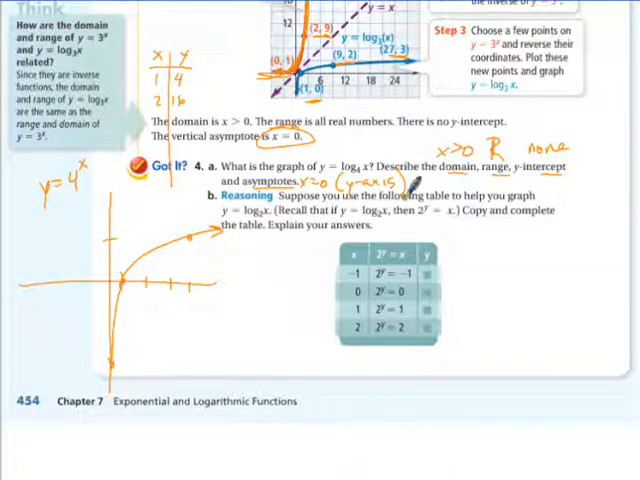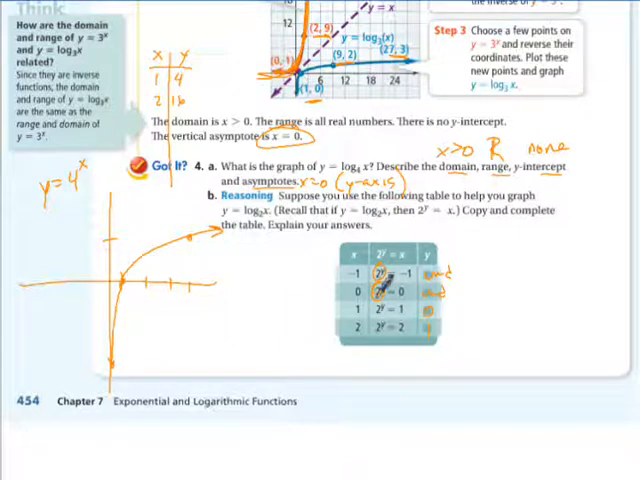Take a look at part B. If we were to complete this table, this right here is undefined. This is undefined. This is 0, and this is 1. Okay, that completes the table. And then see if you can explain these answers. We're trying to figure out what could we put in here that would give us a negative. The answer to that is nothing. What could we put in here that would give us a negative or 0? The answer is nothing. 2 to the blank equals 1, well that's 0, and 2 to the y equals 2, so then y would have to be 1. Okay?